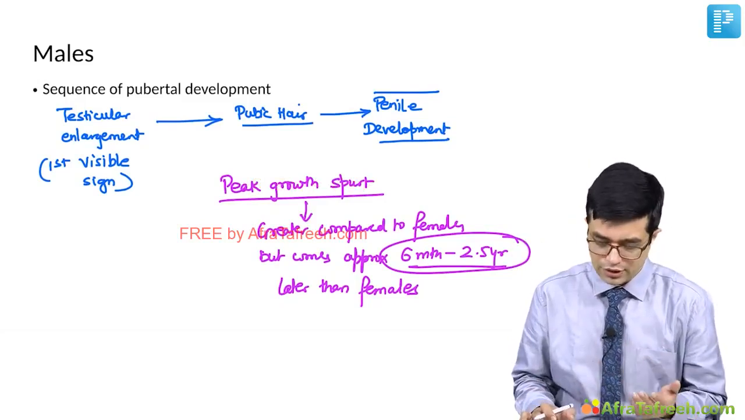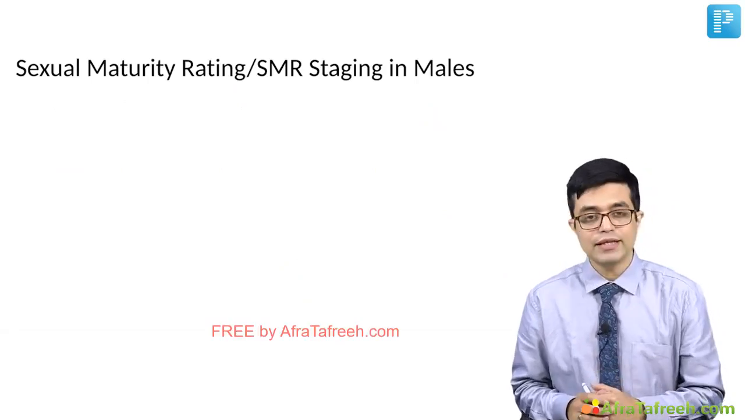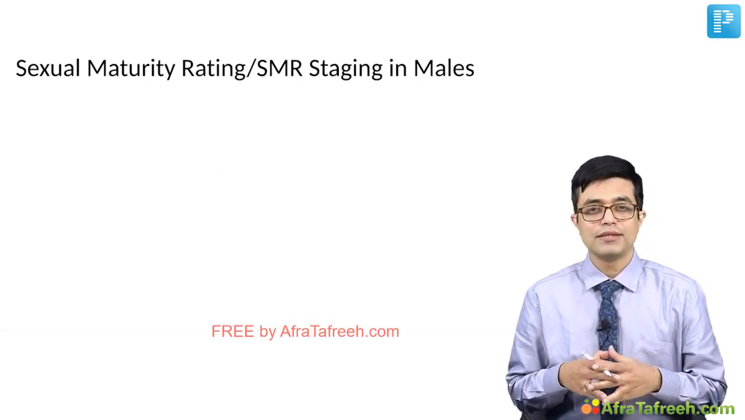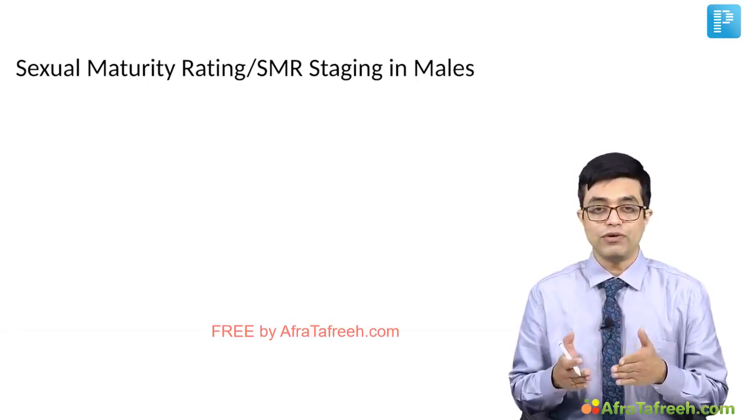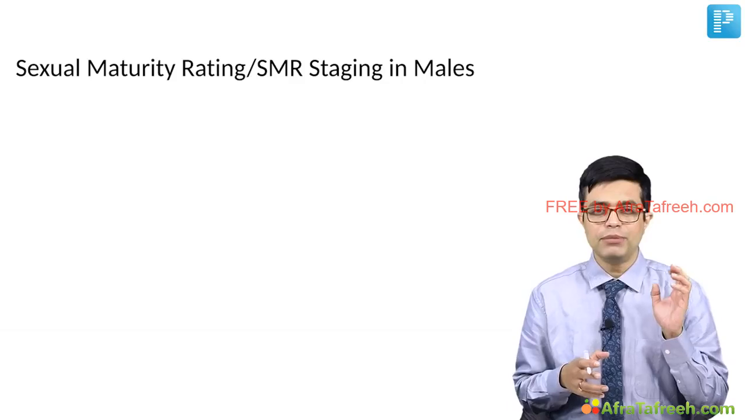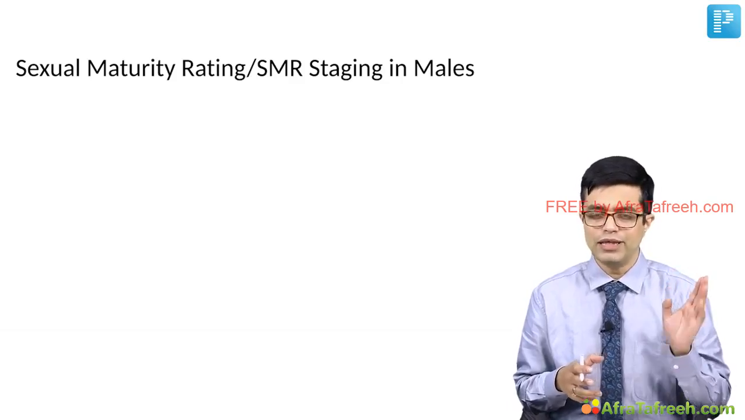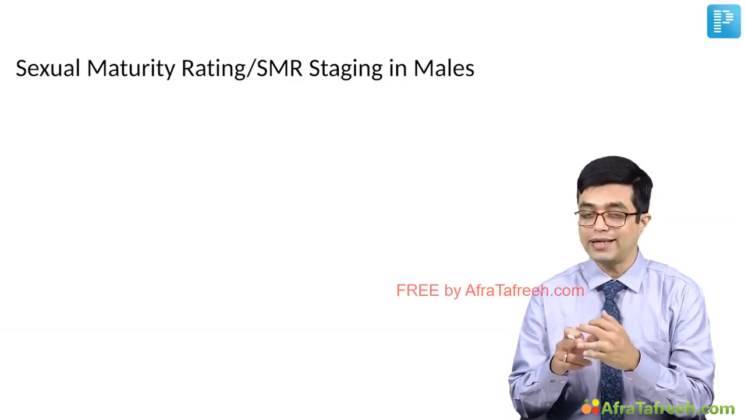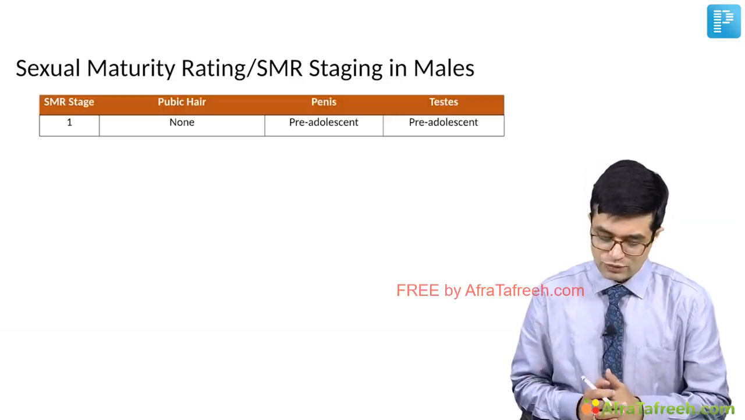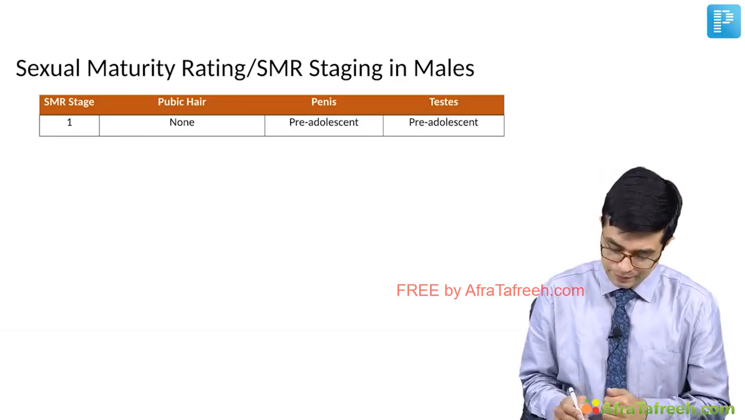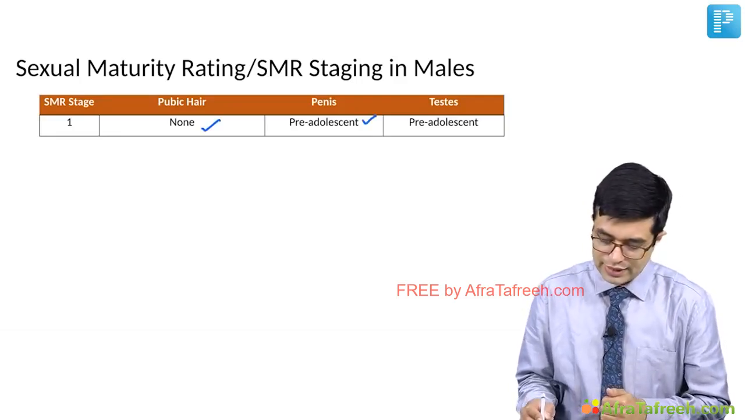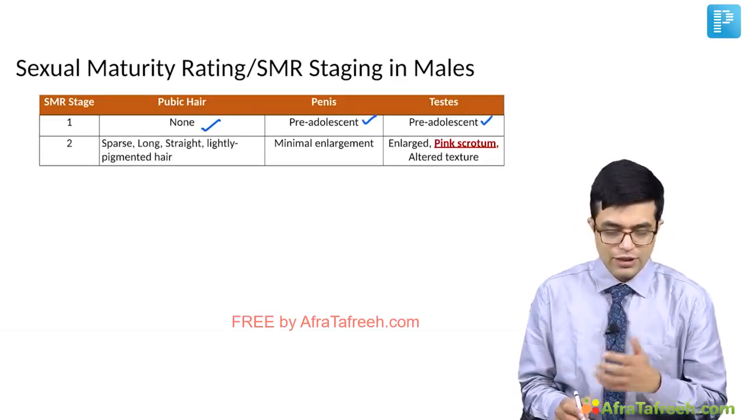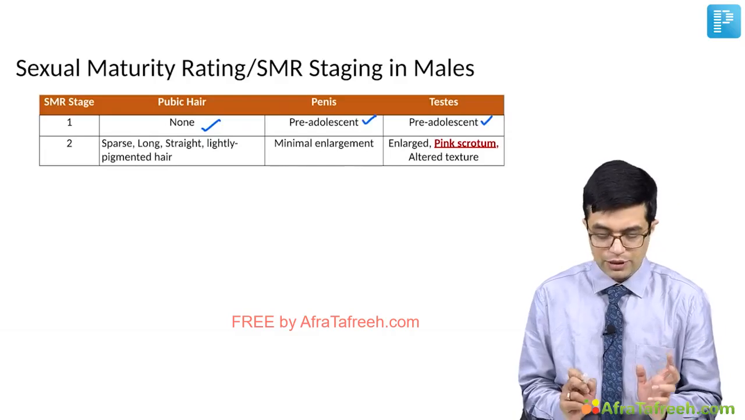So let us talk about something regarding the SMR staging in males. Again, in case of males, we will take SMR stage 1 to 5. The difference being pubic hair will be there, it will be very similar to that of females, but instead of breast, we will talk about penis separately and testis separately. So first one, stage 1: pubic hair are none, penis is pre-adolescent and testes are pre-adolescent. Stage 2: pubic hair similar to that of females, sparse, long, straight, lightly pigmented hair.